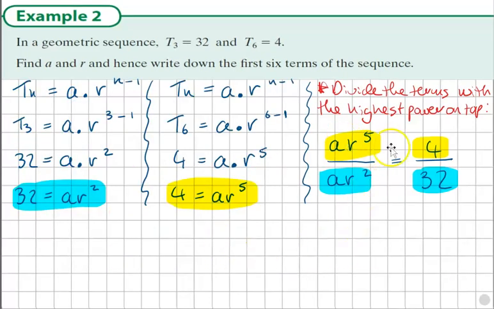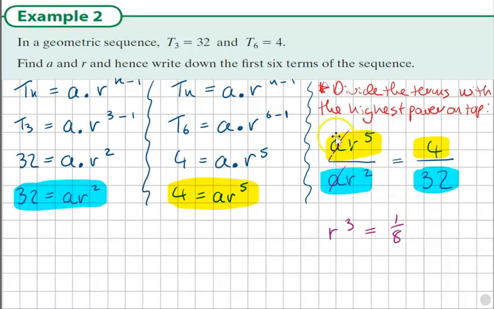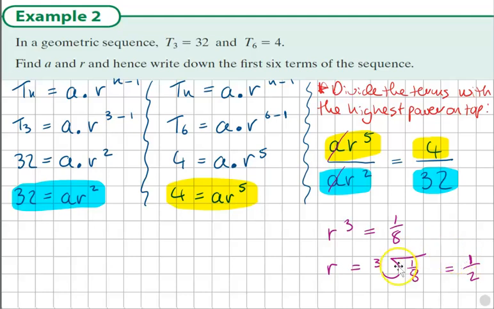Okay, so again, the numerators came from here: 4 is equal to ar to the power of 5. And the denominators came from here: 32 is equal to ar squared. Okay, so cancelling the a's, the a's will just divide. And cancelling the a's, we're left with r to the power of 5 divided by r to the power of 2, which is r to the power of 3, because 5 take away 2 is 3. And 4 over 32 into your calculator gives you 1 over 8. So r cubed is equal to 1 over 8. So r is equal to the cube root of 1 over 8, and that's equal to a half.